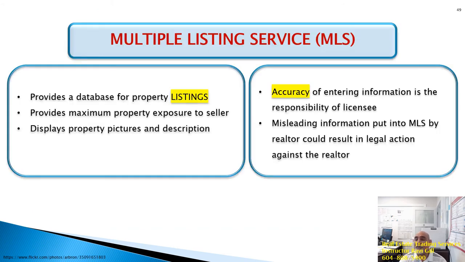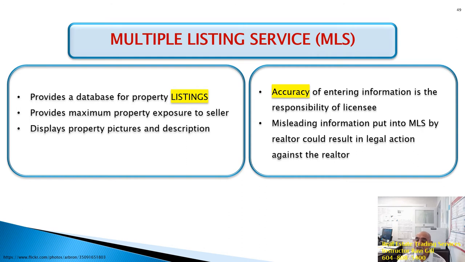Let's take a look at the service that's provided by the board, which is called Multiple Listing Service, MLS. Okay, it provides a database for you to list your properties on so that other realtors can view it and call you and put in offers for your listings. Maximum exposure through MLS. Okay, it displays property pictures and descriptions.